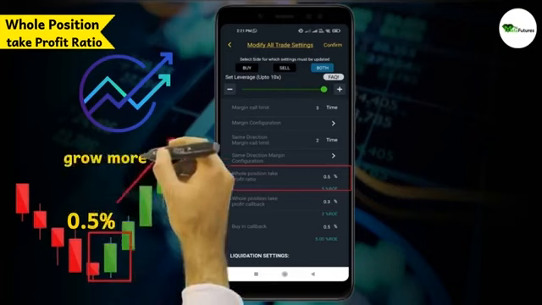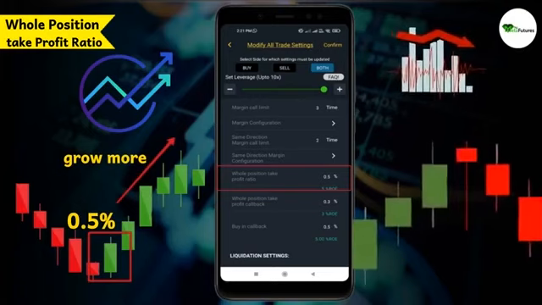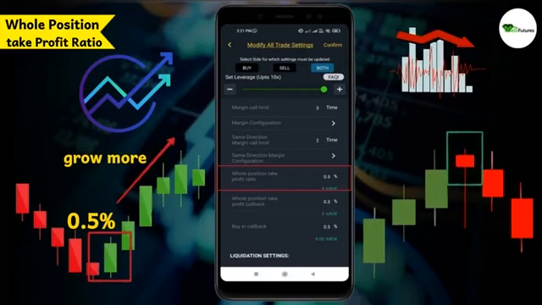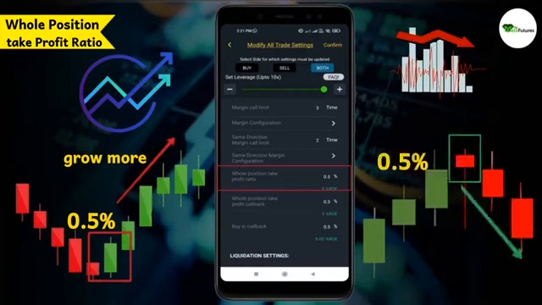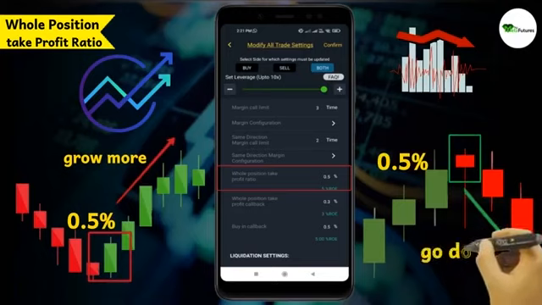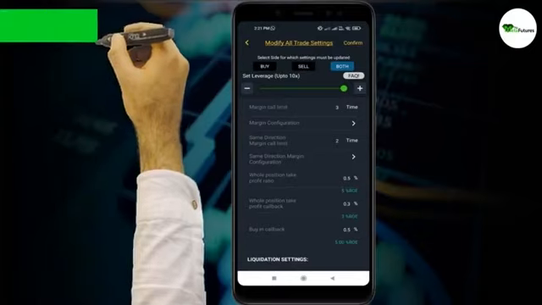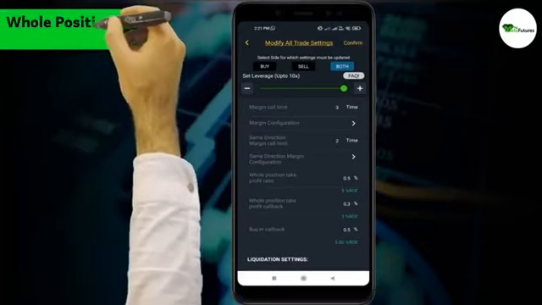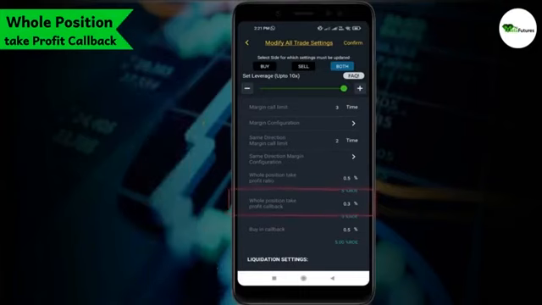go up more. Same in another case, you have placed an order that the trade will go down. When your trade goes down by 0.5% then the bot will come out after extracting profit, but there is a possibility that the trade will go down more. For that, set the whole position take profit callback. It's the maximum callback the trade gets to get the maximum profit. After this callback the trade is closed.